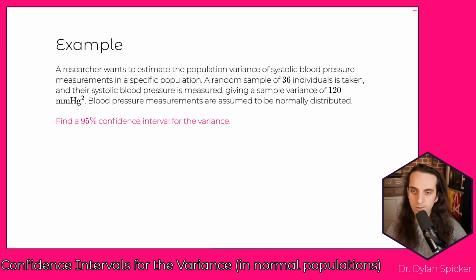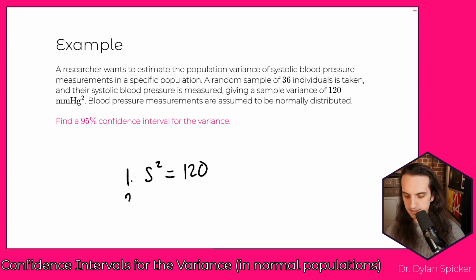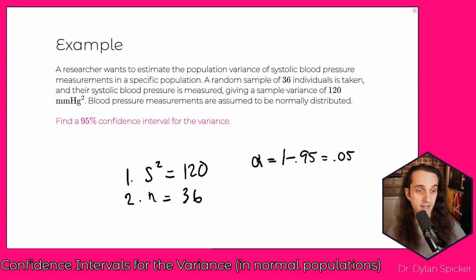And so then we can think about, well, what do we need? The pieces of information that we need: the first is s squared, and we know that s squared is given to us as 120. The second piece is our value of n, and n is told to be 36, okay? We want to work out that alpha is equal to 1 minus 0.95, which is going to give us 0.05.